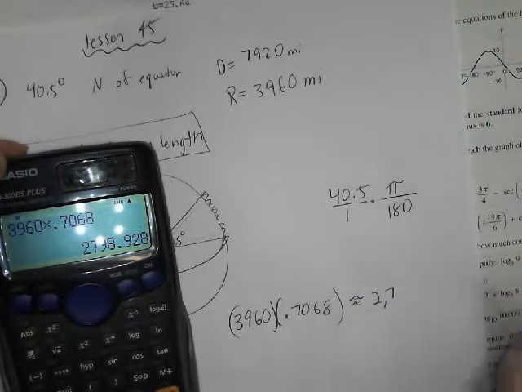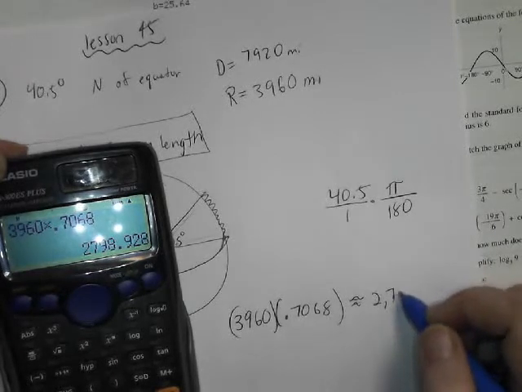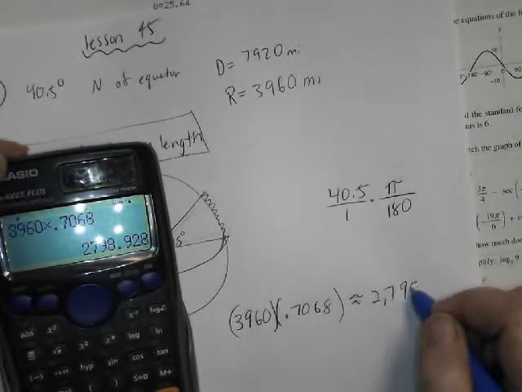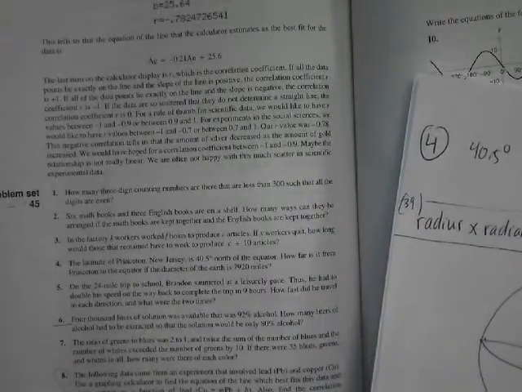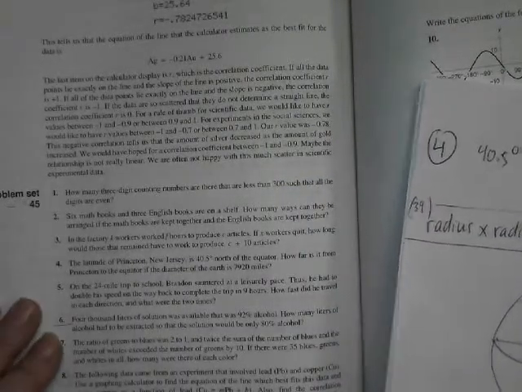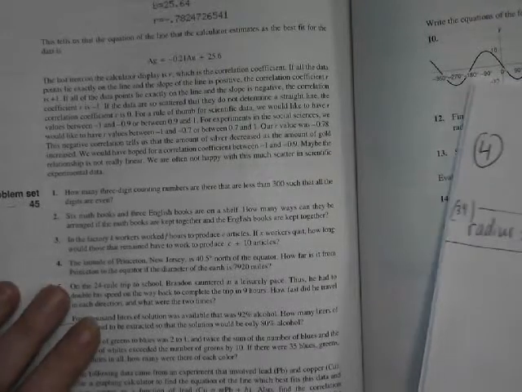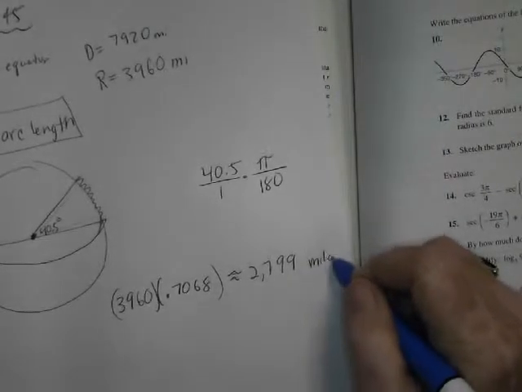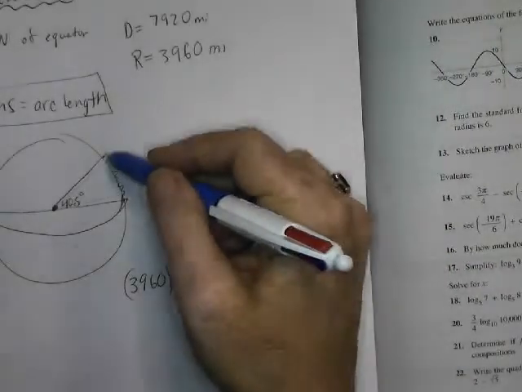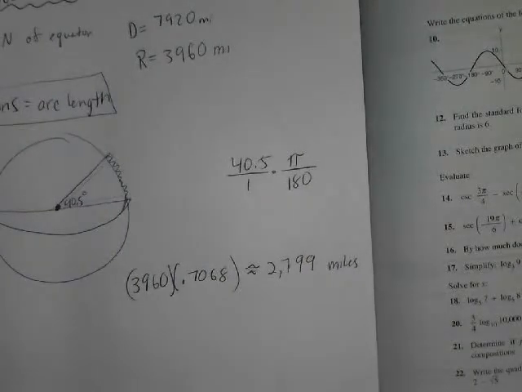2,799, we can say. And are we in miles? Did they give us some directions for this? They want us to find how far it is from Princeton to the equator. Well, it's a long way, a couple thousand, 2,000 to 3,000 miles. Let me look in and make sure that's an okay answer, because they might round a little differently.